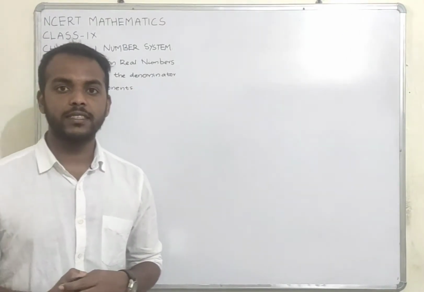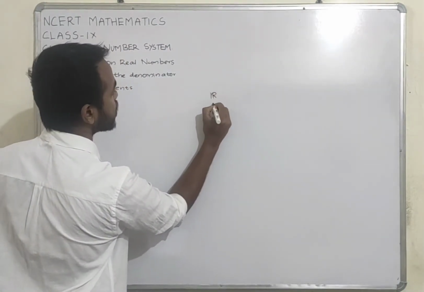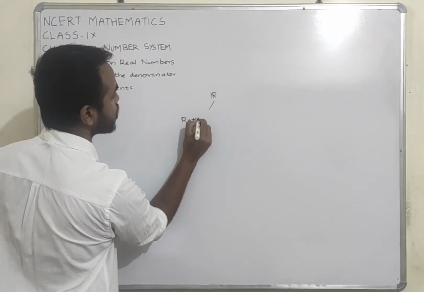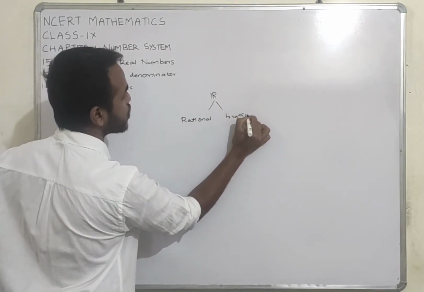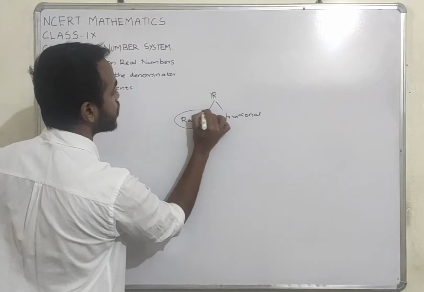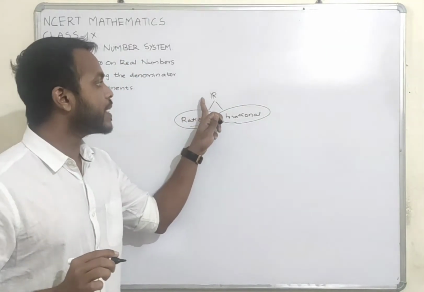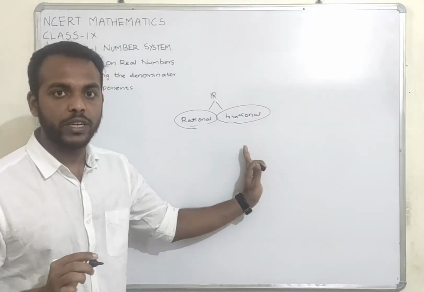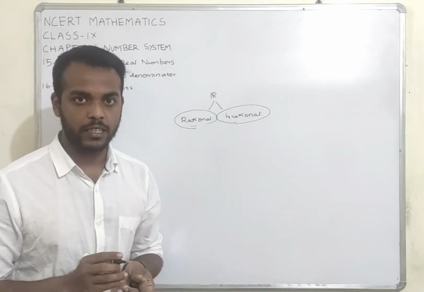So far we have discussed that the entire real number set can be classified as rational numbers and irrational numbers. So there are only two types of numbers in the real numbers, or the real numbers can be split into exactly two parts called rational and irrational numbers.